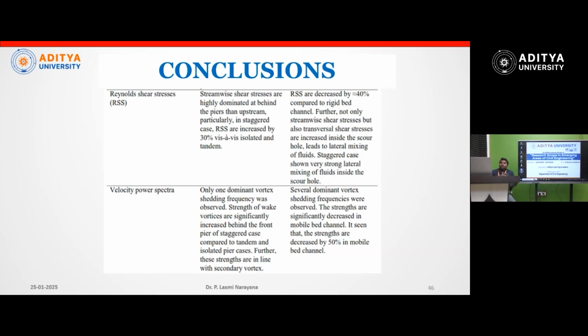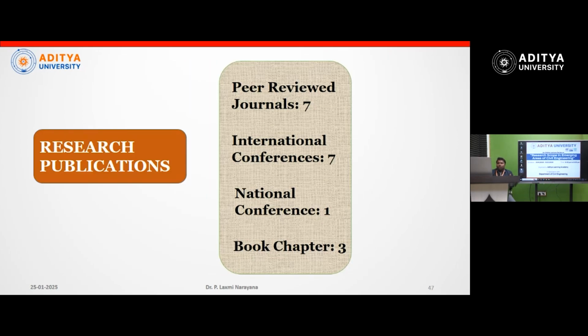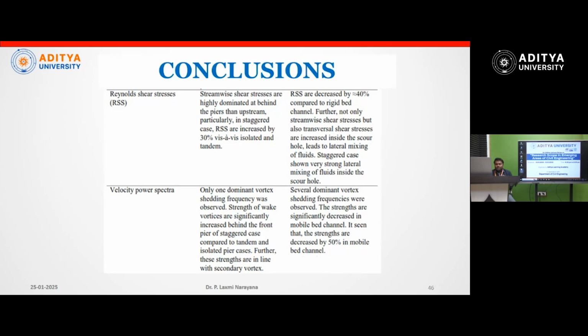Reynolds shear stresses and power spectral analysis are also saying the same. 50% of the shear stresses have decreased in the tandem case. On the other hand, 30% of the shear stresses are increased in the staggered case. Spectral analysis also revealed the same. The strength of the vortex in the wake as well as in front is very significant in the staggered case compared to tandem and isolated.